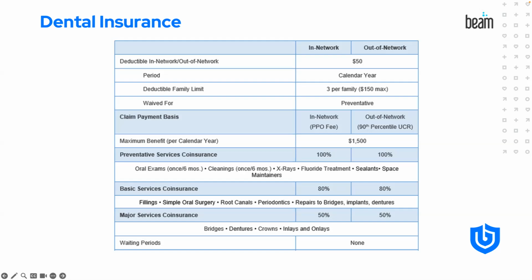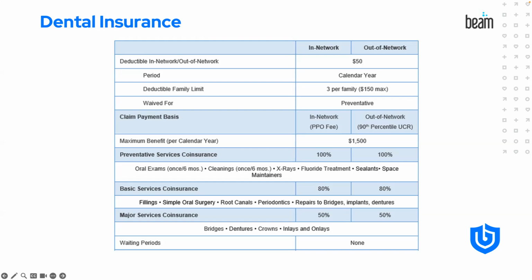There is a $50 individual deductible. However, this is waived for preventative services. Now, should you visit an out-of-network dentist, services are covered at the same percentages as in-network. However, there is a greater potential that your out-of-pocket cost would be greater should the provider charge more than the contracted rate for those services.